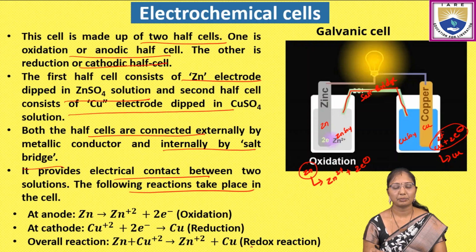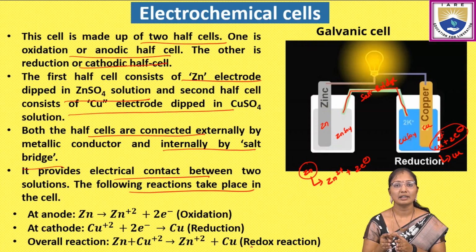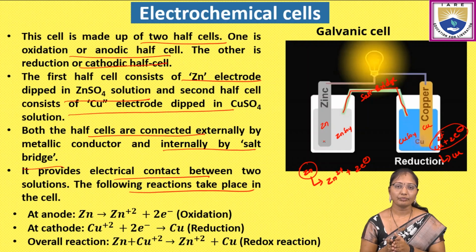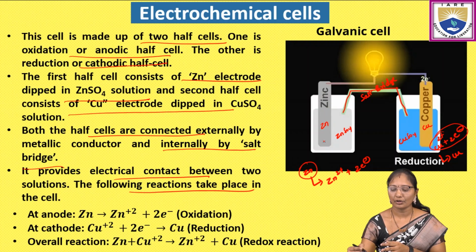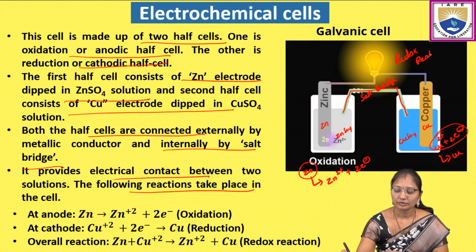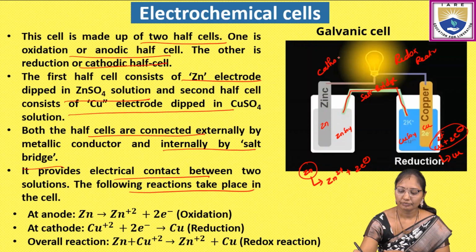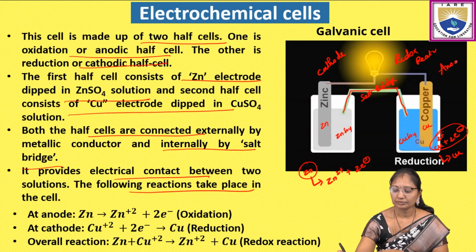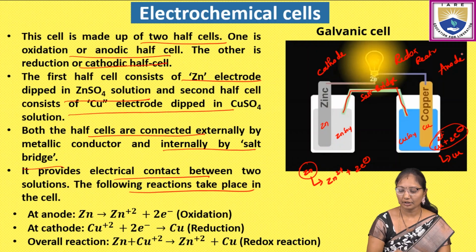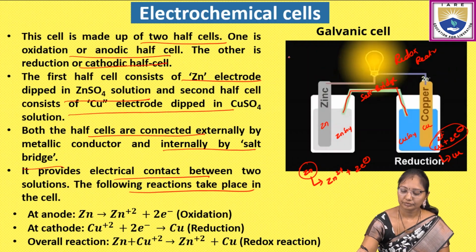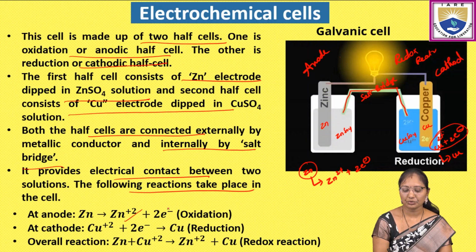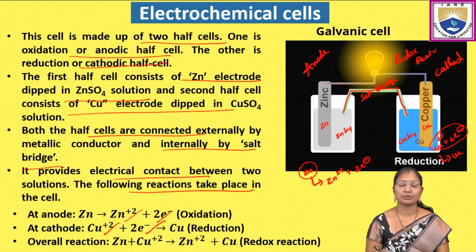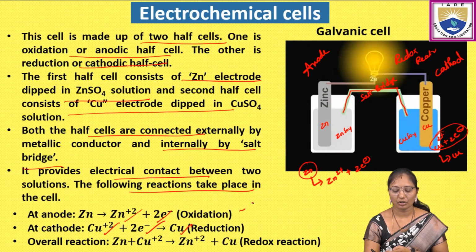Oxidation and reduction reactions both take place in this reaction. Zinc loses its electrons, which means oxidation. Copper gains electrons, which means reduction. So this is a redox reaction. Here this is the anode and this is the cathode. At the anode, zinc gives Zn2+ and 2 electrons, and at the cathode, Cu2+ gains 2 electrons and is converted into copper. The overall reaction is this redox reaction.